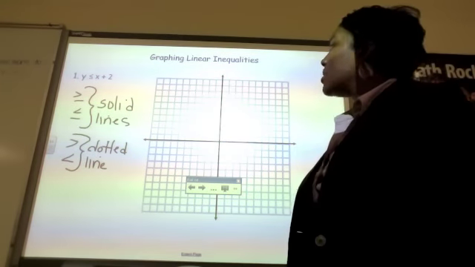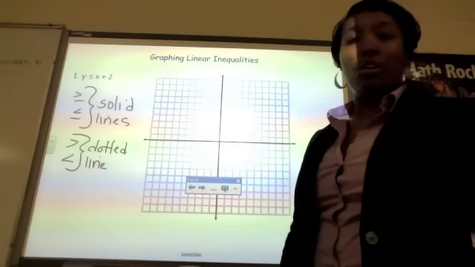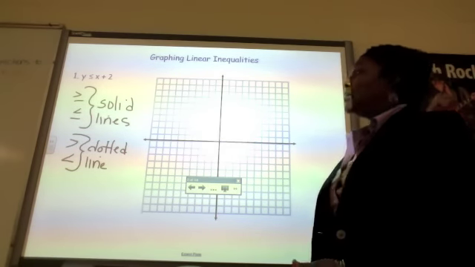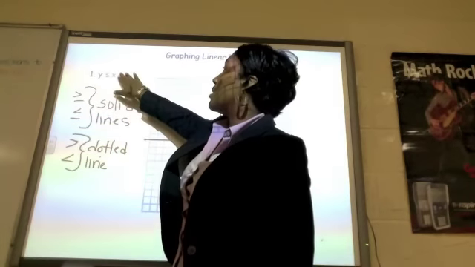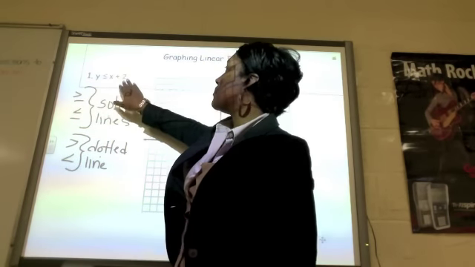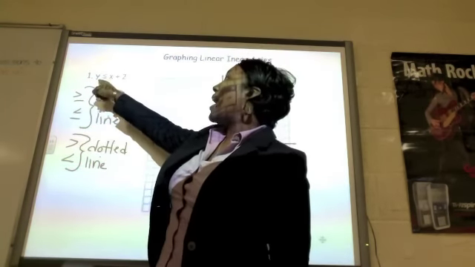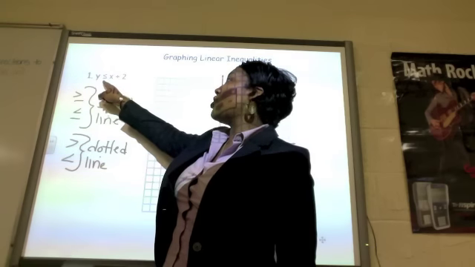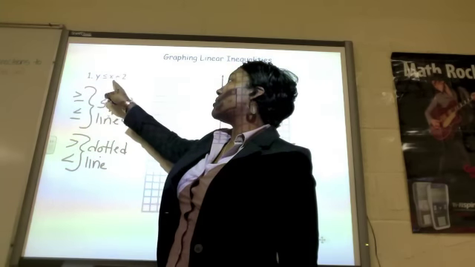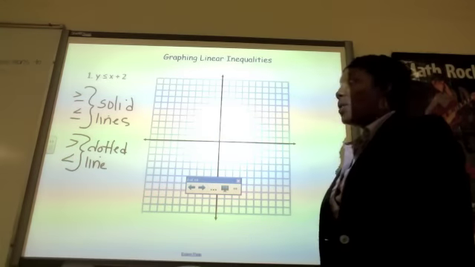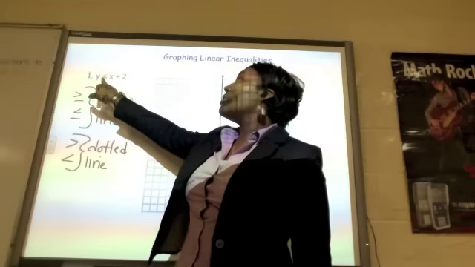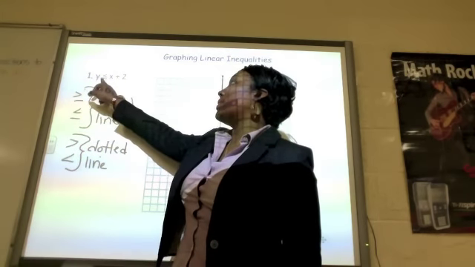Okay, so we're going to be talking about graphing linear inequalities. And the example that we're going to start with is over here. It's y is less than or equal to x plus 2. And the first thing that we need to do is look at the inequality sign.